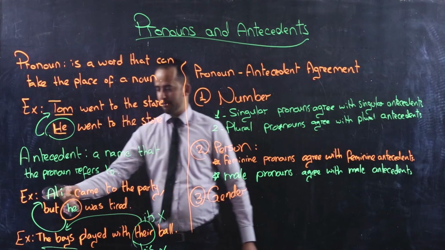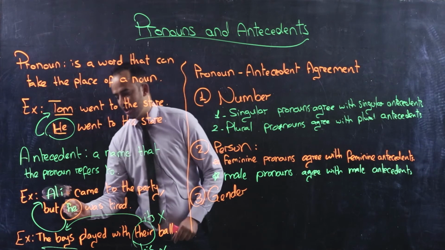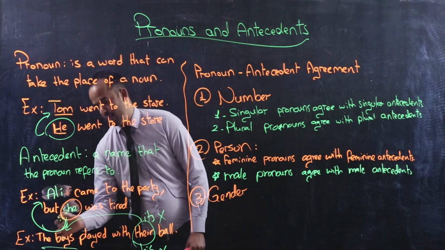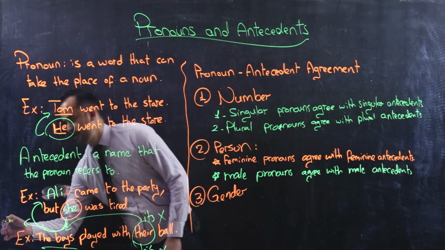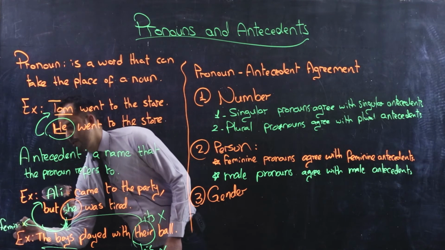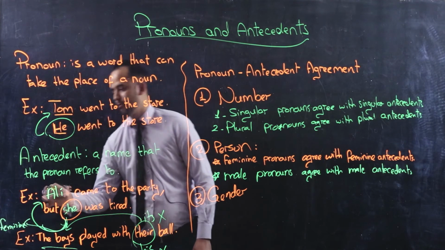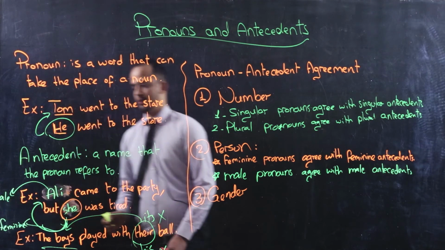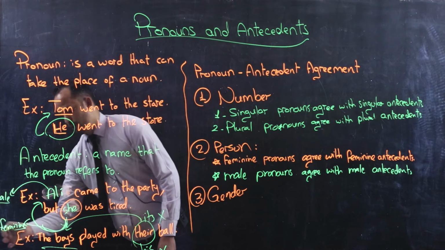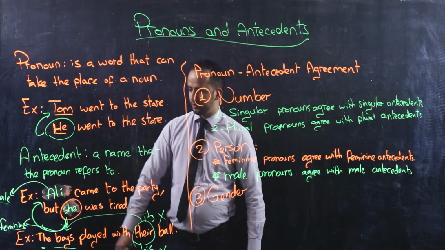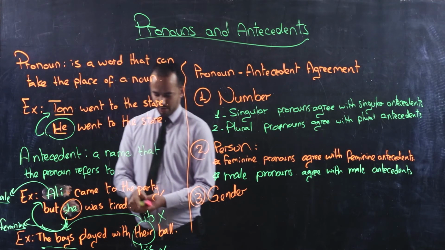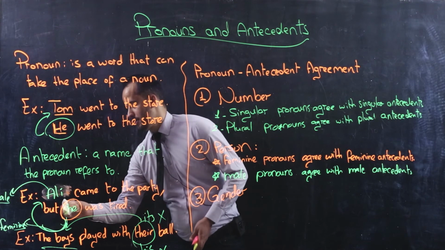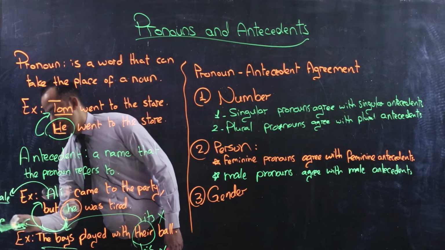So we cannot say, for example, Ali came to the party, but she. Here, this is a feminine pronoun, while this is a male person. He's a boy. So we cannot say Ali came to the party, but she. Now, we need to replace she with he.